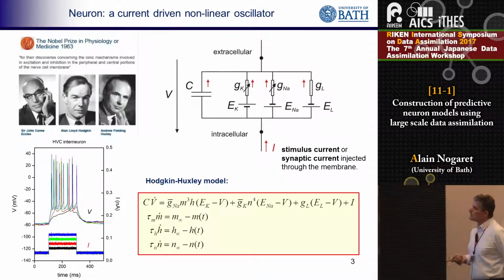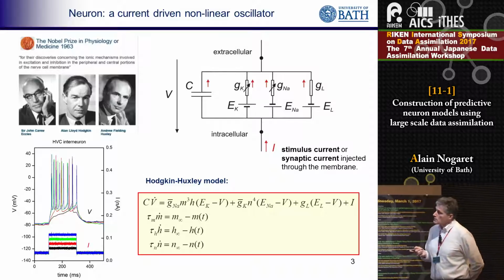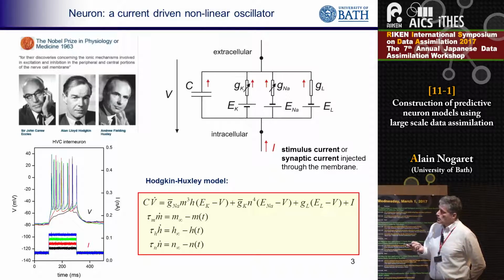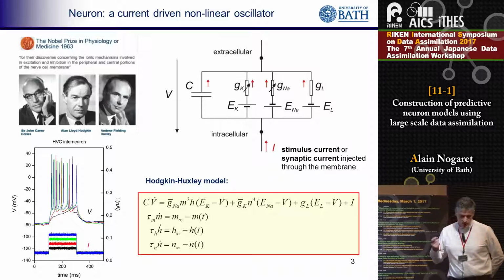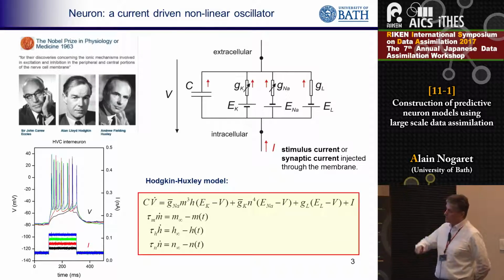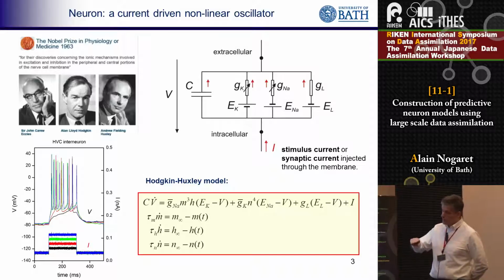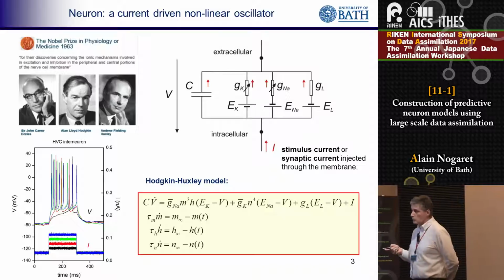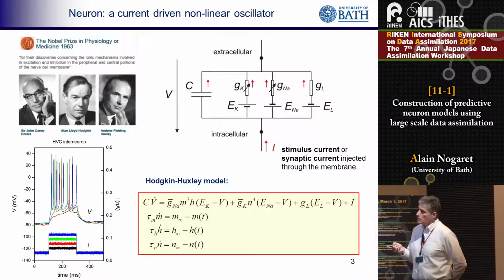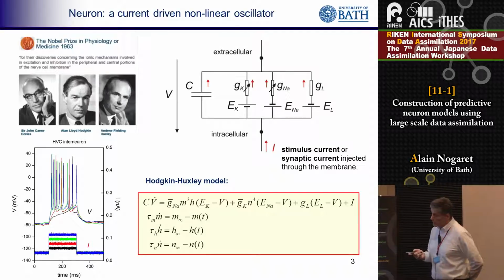So to start, a neuron is essentially a current-driven nonlinear oscillator. If you inject current through the neuron, then as you increase the amplitude of the current, the membrane voltage will remain quiet, and above a certain current threshold, the voltage across the membrane will start oscillating. If you keep on increasing the current, the oscillation frequency will increase.